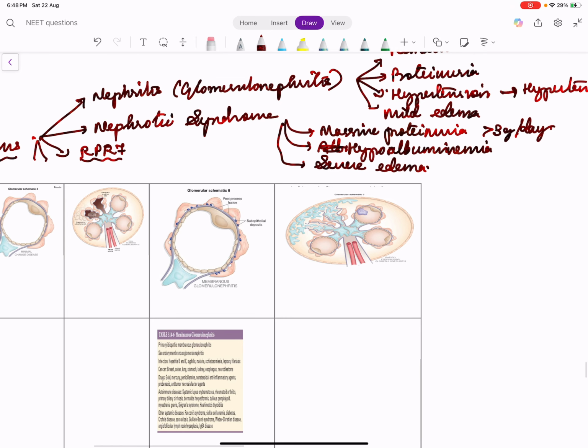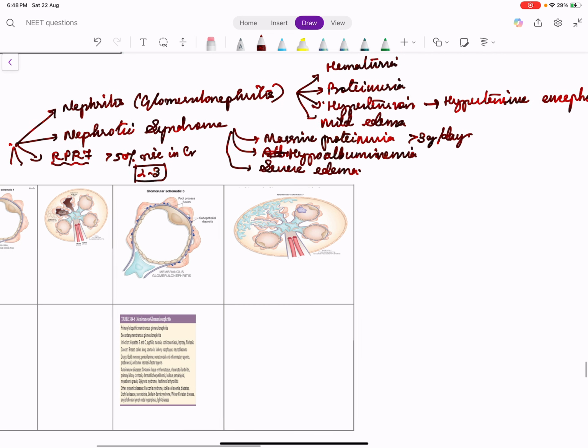RPRF is rapidly progressing renal failure. We discussed acute kidney injury, where a rise of more than 0.3 milligrams per deciliter from the baseline creatinine is the criterion. RPRF is more than a 50% rise in creatinine within days. So within 2 to 3 days, if the creatinine rises from 2 to 4, it is RPRF.